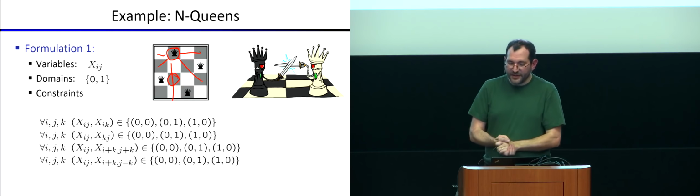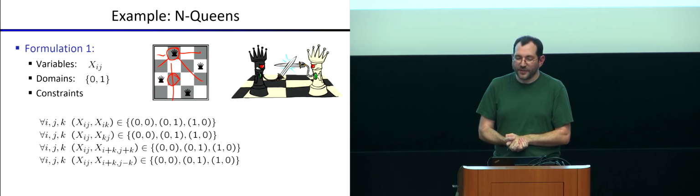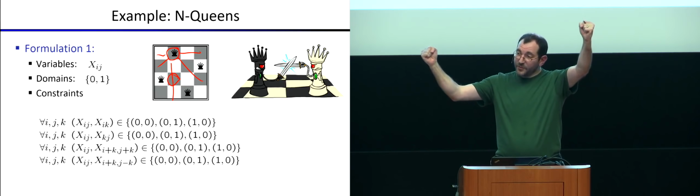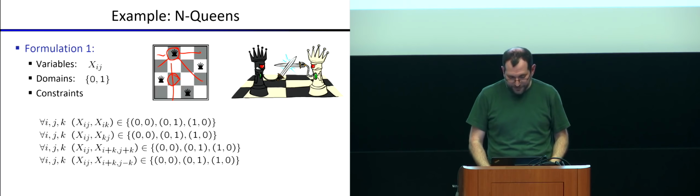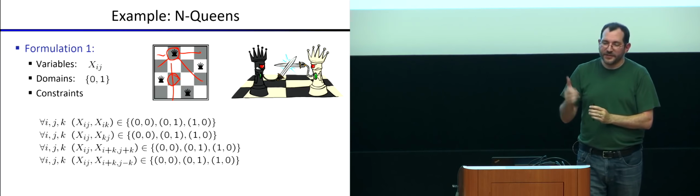And you could have all the rest, the thing that says you can't threaten vertically, you can't threaten horizontally, and you can't threaten along a diagonal, and you could write those out, and there would be a bunch of these things that say for these two squares, here's the joint constraint on those two variables. This is almost right.